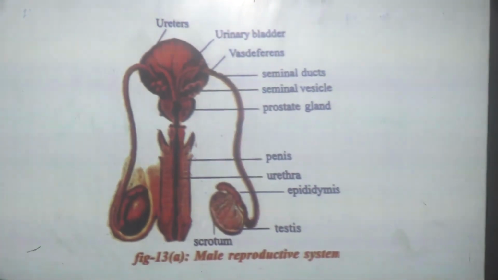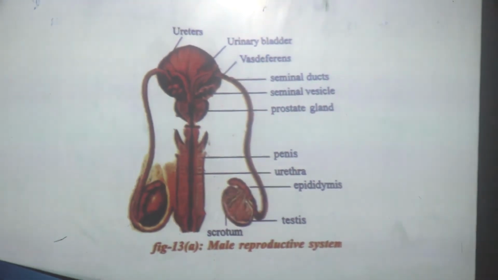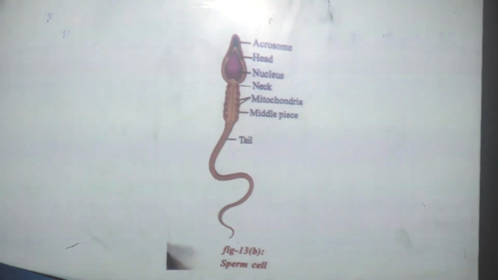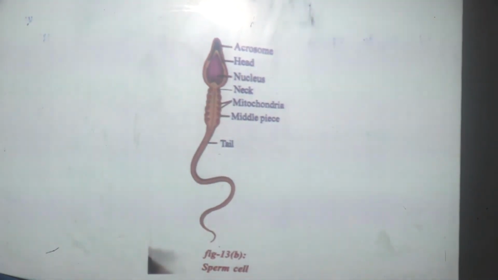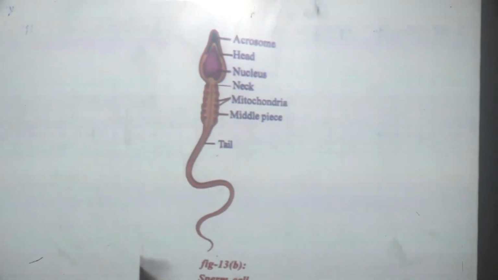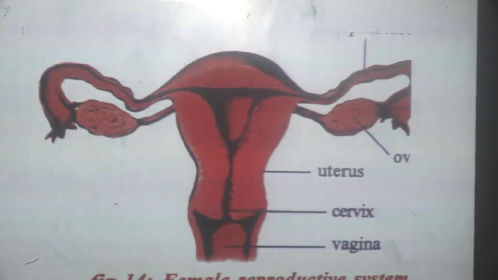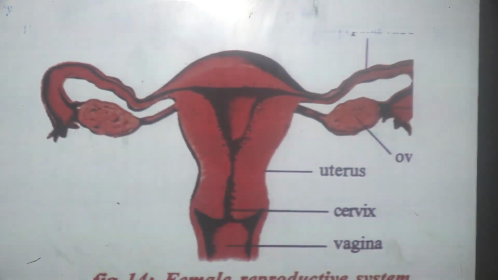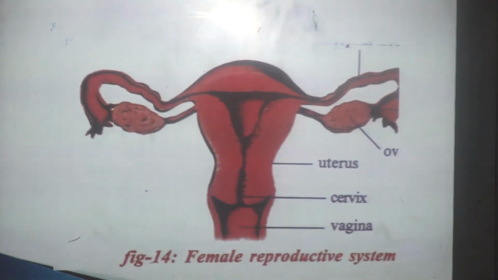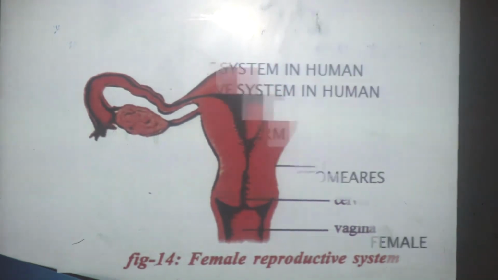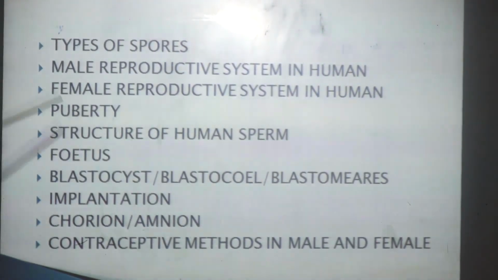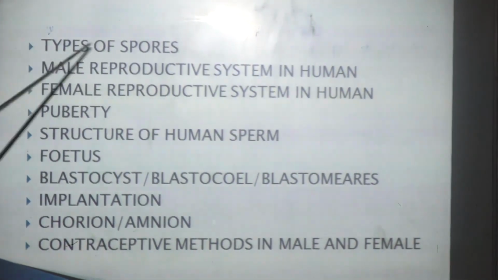That sac-like structure is called scrotal sacs. Let me move to the simple diagram. This is human sperm, important for 2 marks. This is the female reproductive system. If the paper is hard, they will ask such kind of diagrams for 4 marks.